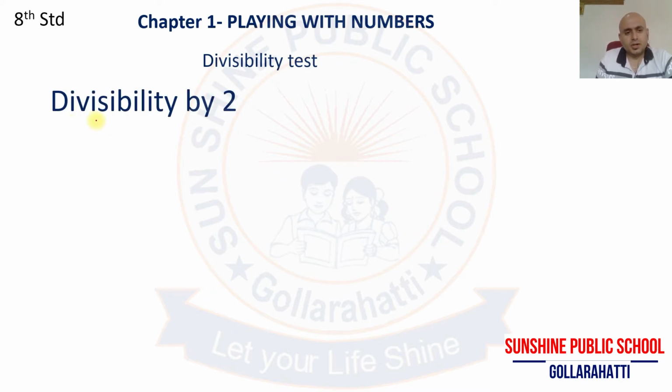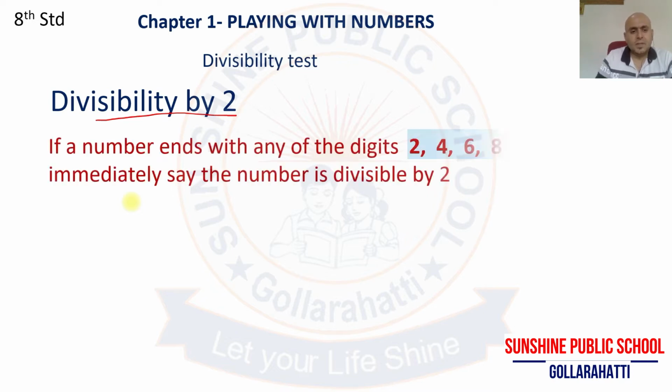What we check is whether the number is divisible by 2 or not, that is how to find whether the full number is divisible by 2 or not. So let us see. If a number ends with any of the digits 2, 4, 6, 8, 0, you can immediately say that the number is divisible by 2. If the number ends with any of these digits, the full number is divisible by 2.